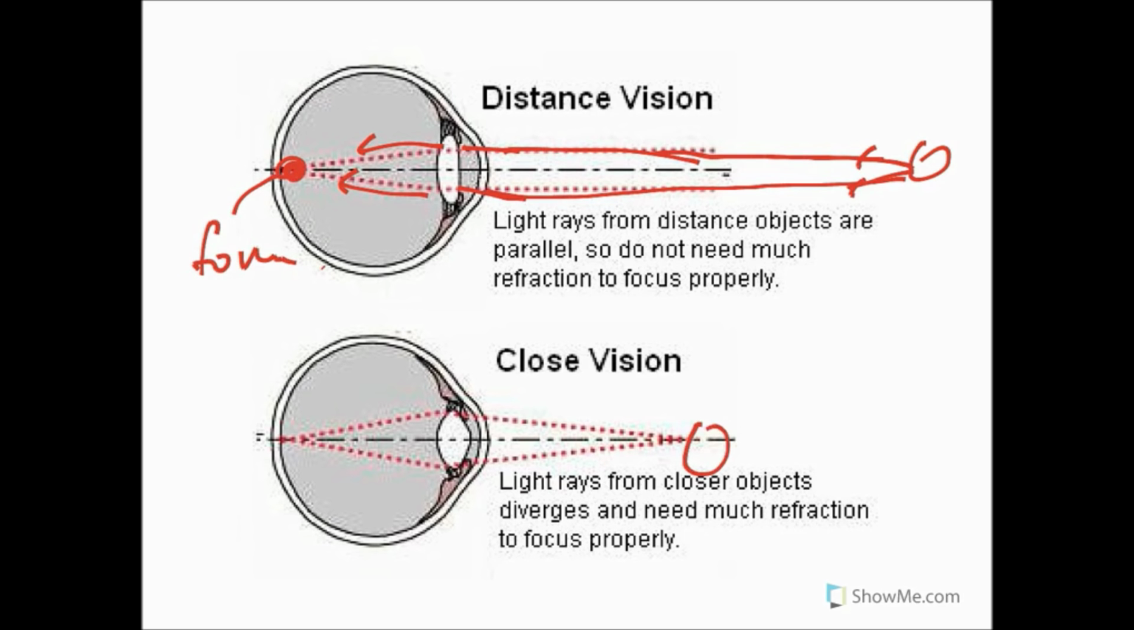However, if your object is closer, the light rays from a closer object diverge a bit more than from a distant object, because it's closer to you. This means that your lens needs to be a bit more round, or convex, in order for it to refract more and hit the back of the eye at the fovea. And once again, the fovea is the area of the highest resolution, and this is why we want the image source to hit there.